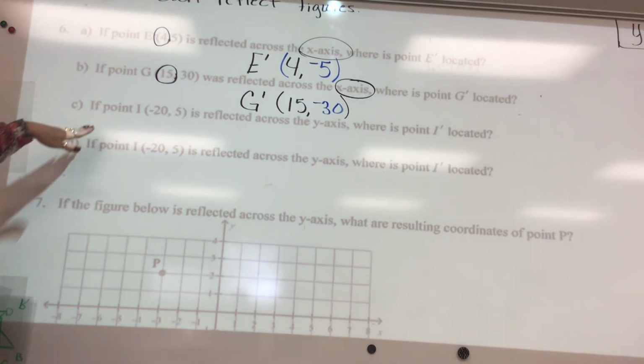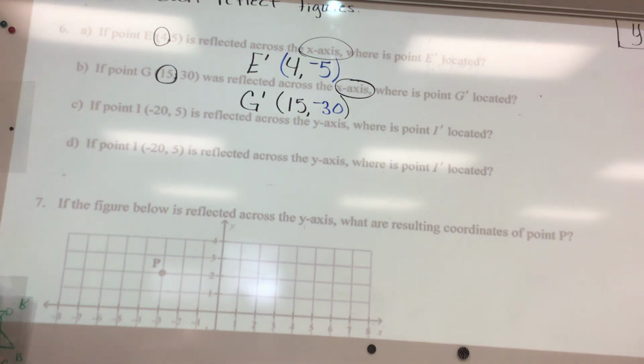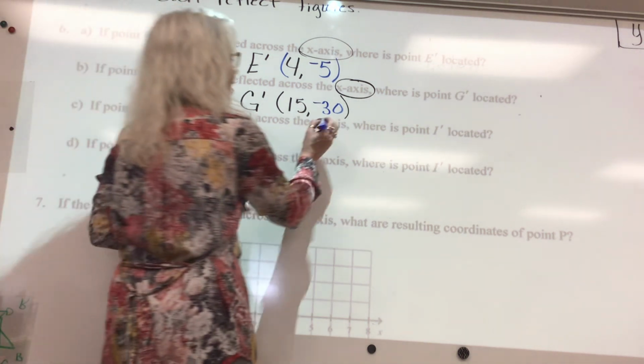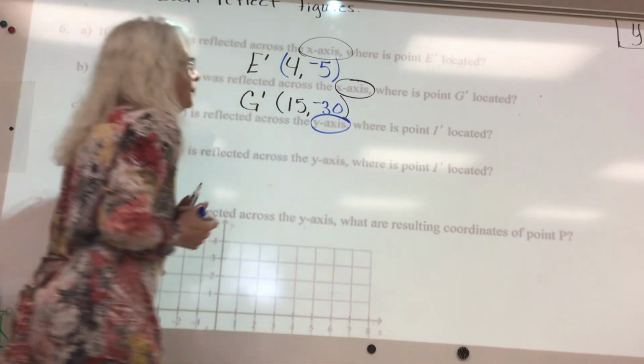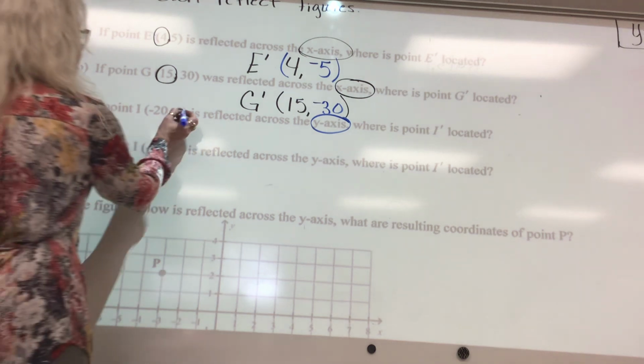30. Part F, if point I was reflected across the y-axis, circle y-axis, where is I prime located? So if it's reflected across the y-axis, which number is going to stay the same, the x or the y? The y, so circle the y number.